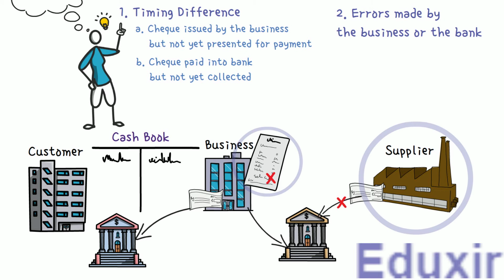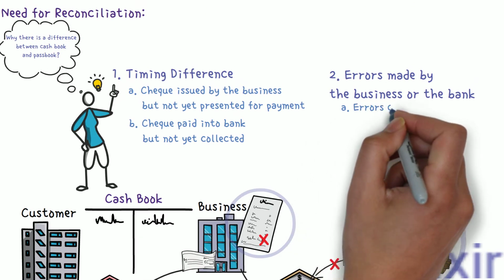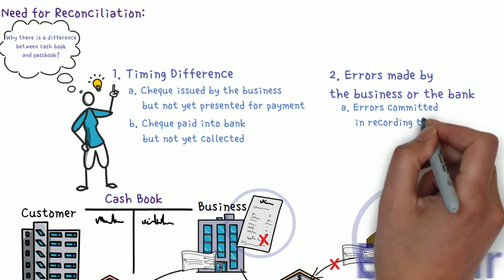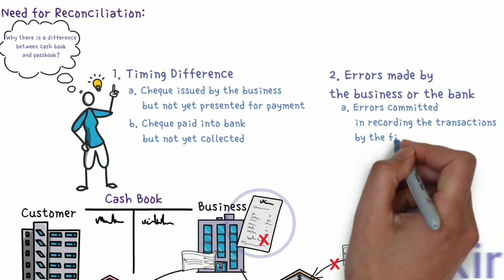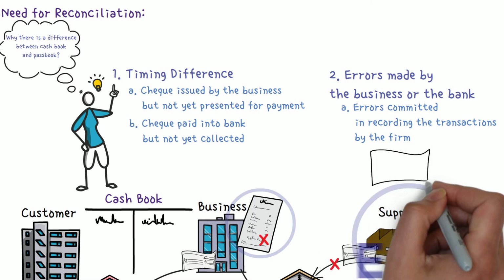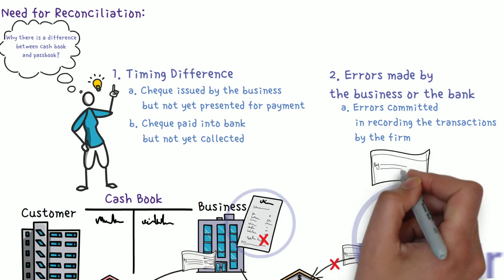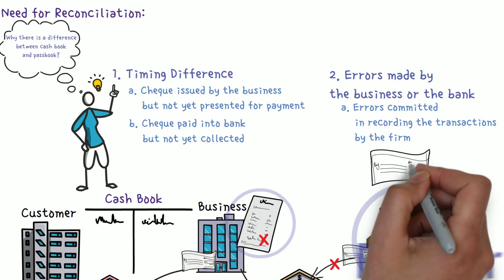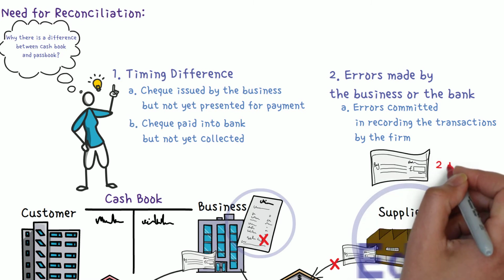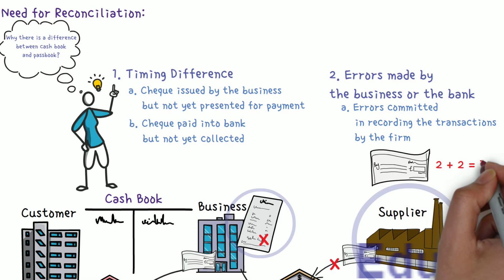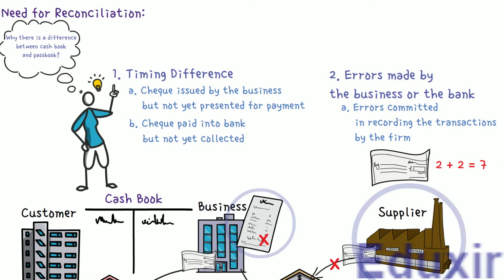There are other reasons also, but to limit the scope of these differences to this problem, let us consider only these two reasons for timing difference. Now, coming back to the errors made by the business or the bank, errors committed in recording the transaction by the firm. One of the errors could be due to the omission or wrong recording of the transactions relating to the cheques issued, cheques deposited, and wrong totaling, etc. committed by the firm while recording the entries in the cash book. This will cause a difference between the cash book balance and the passbook balance.